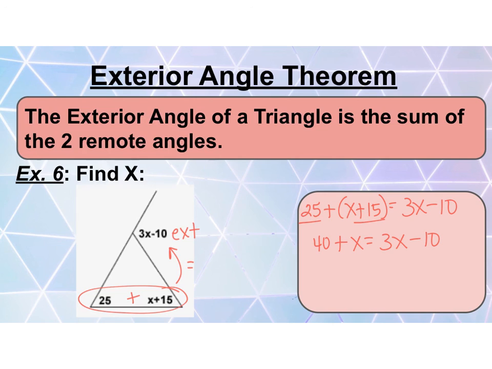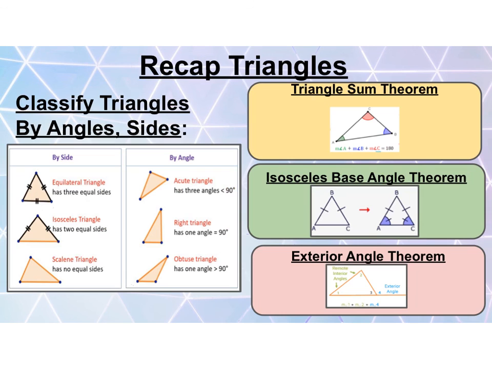I like to keep my x, my variable, positive, so I'm going to subtract x from both sides. Get 2x minus 10. Add the 10. 50 equals 2x. Oops, divide by 2. And x equals 25.